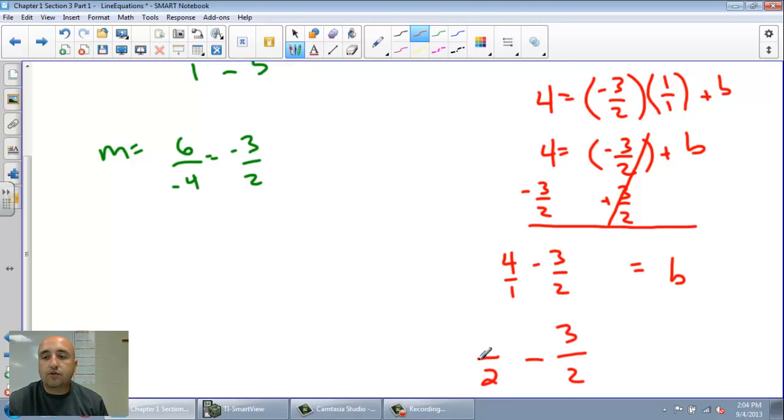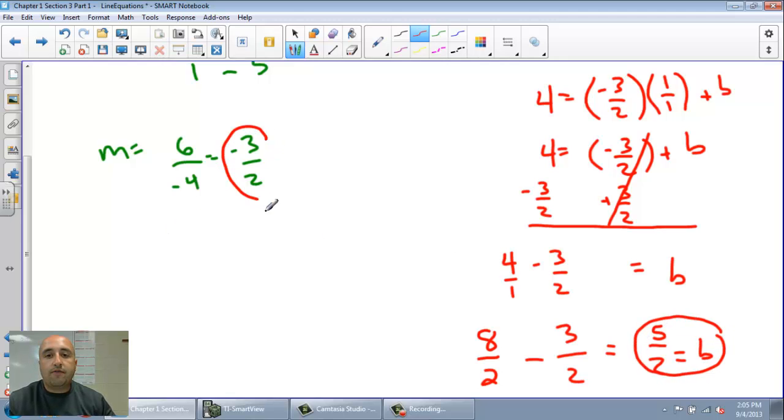If I turn the bottom one into 2, 1 times 2 is 2. What's 4 times 2? 4 times 2 is 8. And if you notice, 4 over 1 is the same thing as 8 over 2. That always should happen. Okay, so what is 8 halves minus 3 halves? 8 minus 3 is 5 halves. And that is our b value.